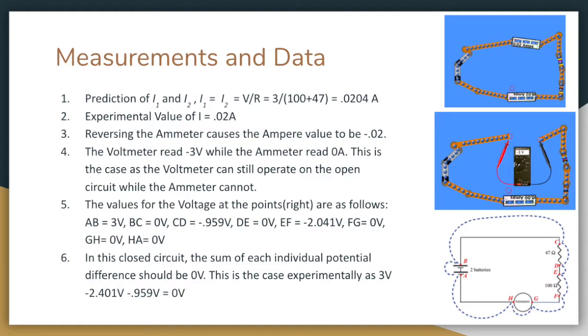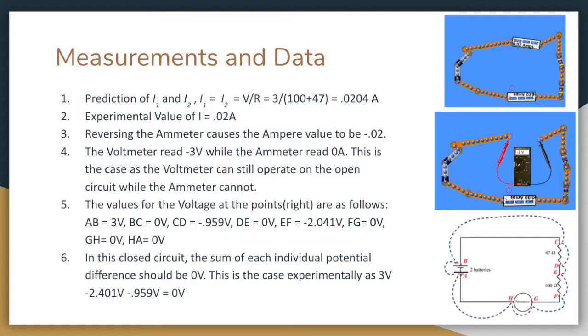And when the series was broken, as shown in the second image, the ammeter value read 0 amps, while the voltmeter read negative 3 volts. This was the case as the voltmeter can still operate on the open circuit while the ammeter cannot.